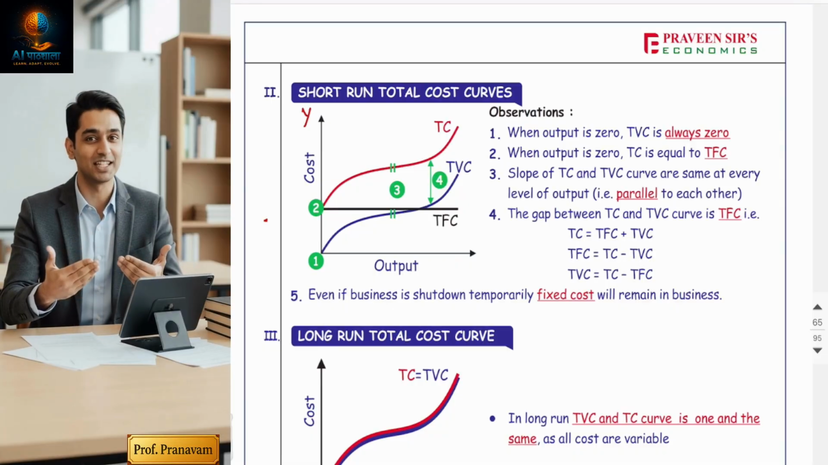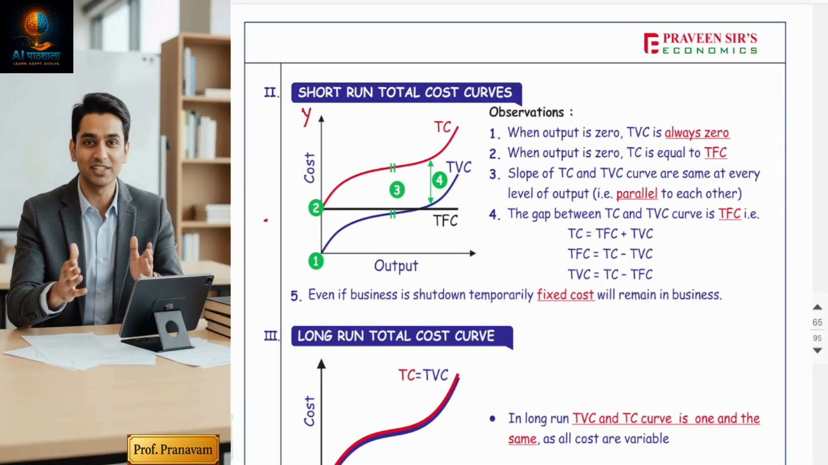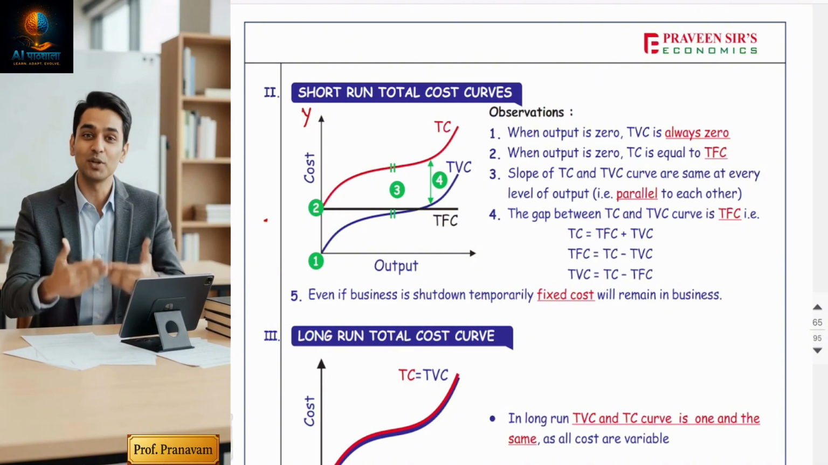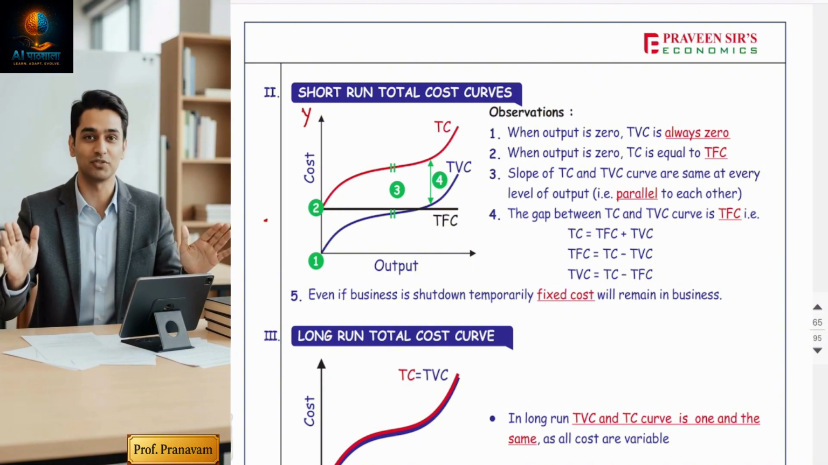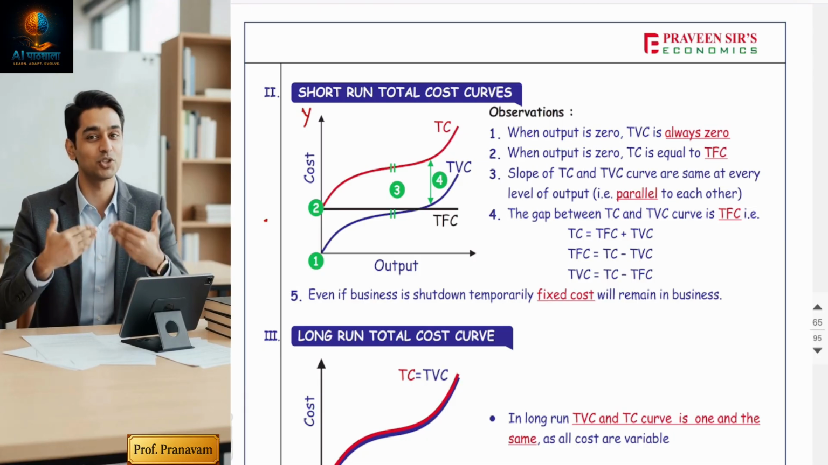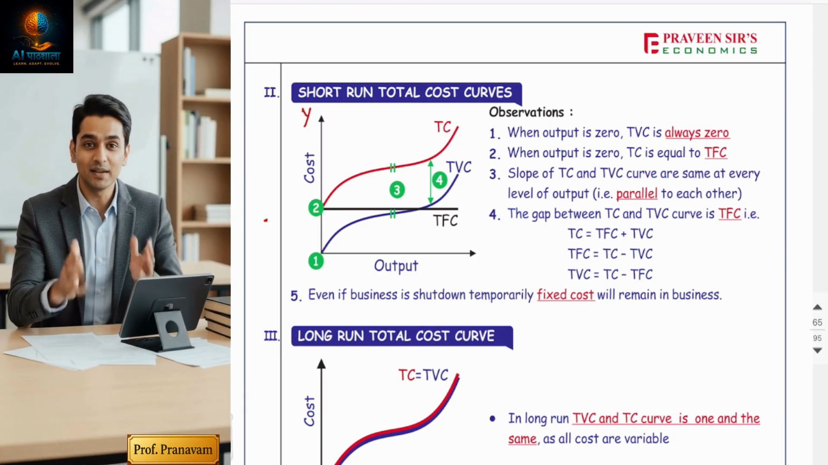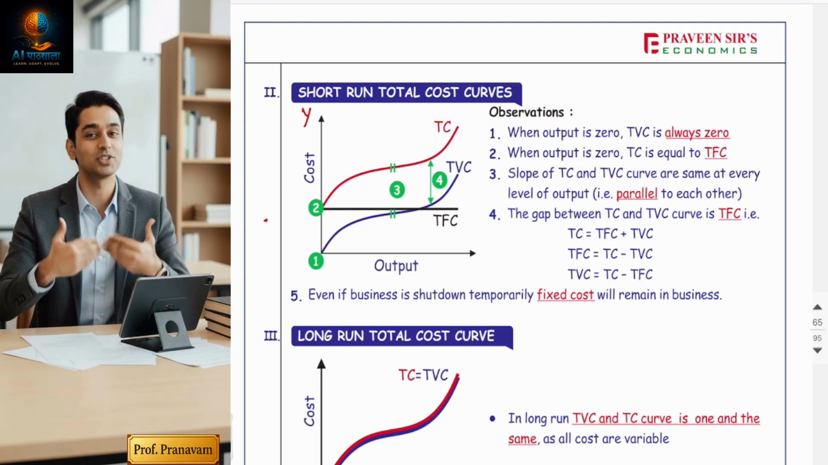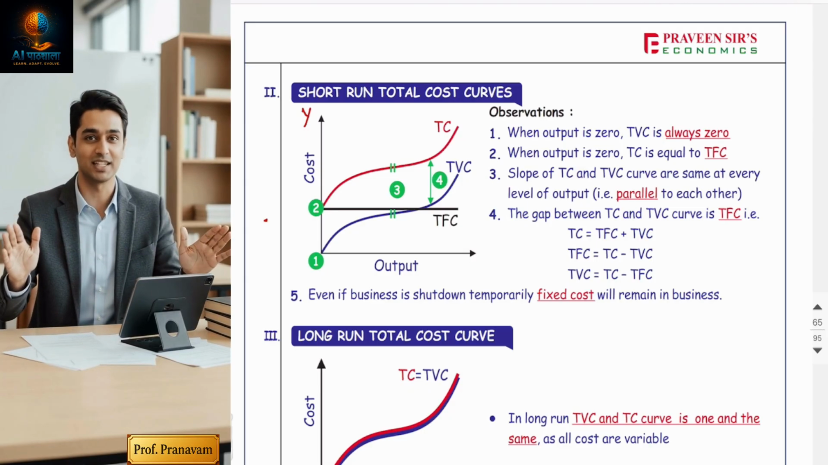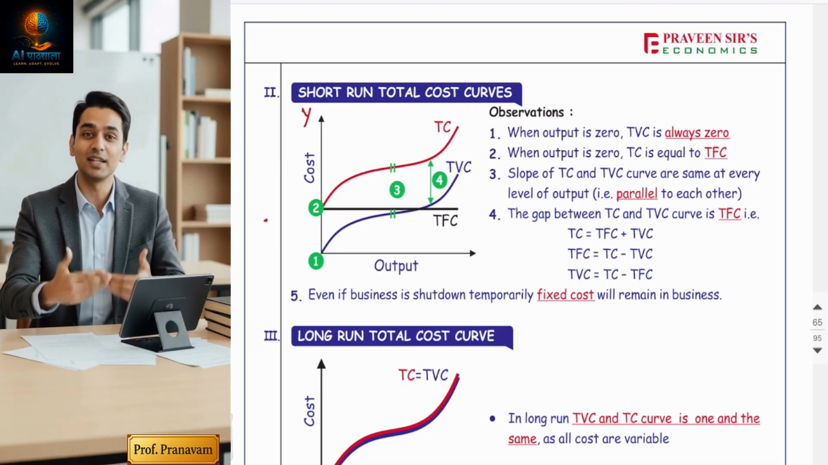Guys, from now onwards, every theory you are going to learn twice: short run and long run. Every theory you have to study twice, short run and long run. Now, the difference between short run and long run is only fixed cost: with fixed cost and without fixed cost. So my next topic after the introduction is actually total cost.